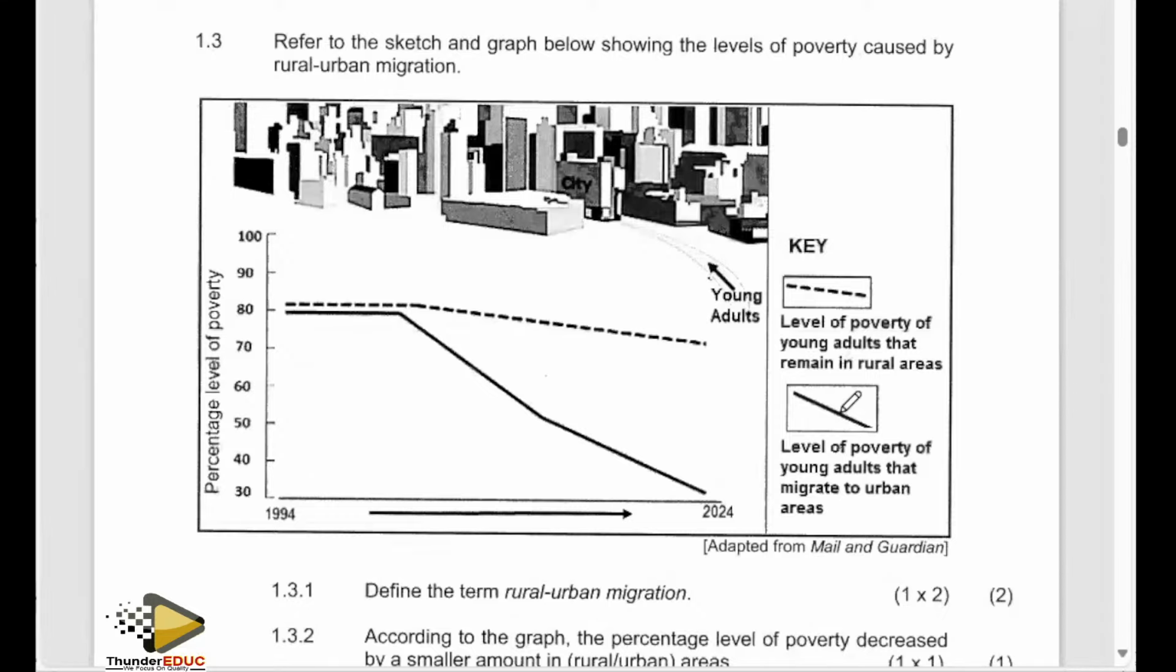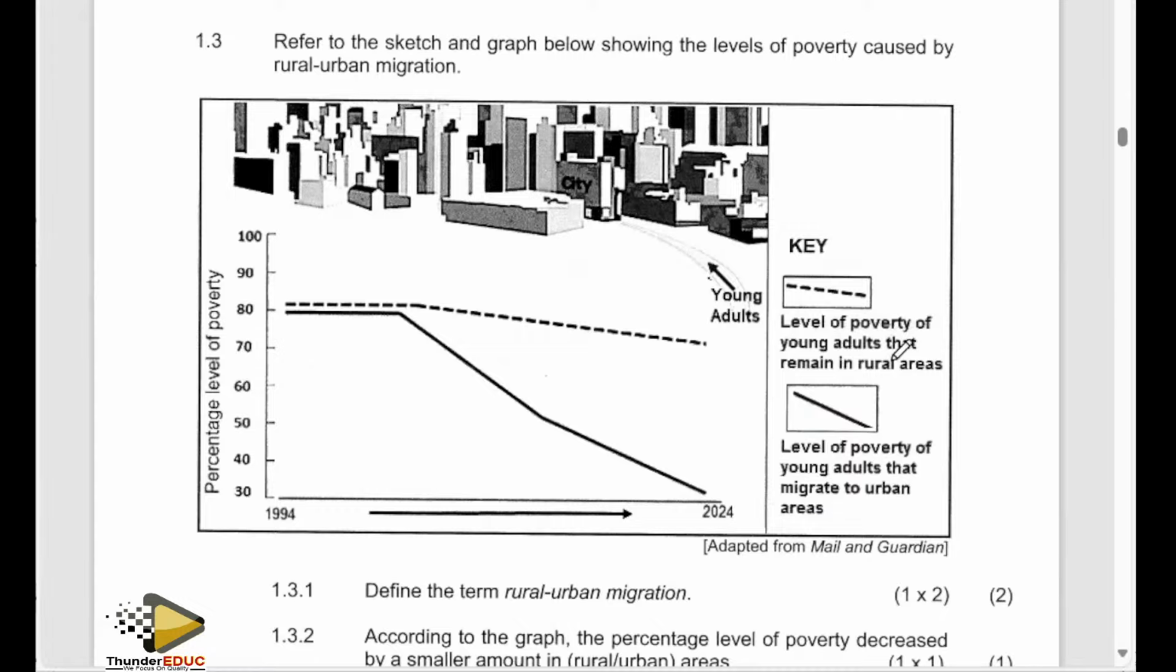The next question says refer to the sketch and graph below showing the levels of poverty caused by rural-urban migration. You should be able to figure out the trends on the infographic given on the graph. If you check on this graph, starting from 1994 to 2024, it has the percentage level of poverty, which means these readings are representing the percentage level of poverty. And we also have these indicators of the two graphs. The broken line represents the level of poverty of young adults that remain in rural areas.